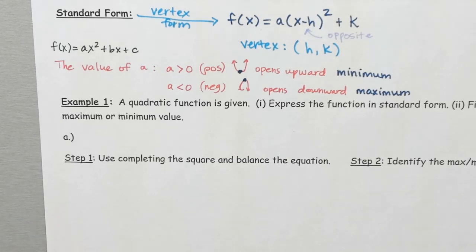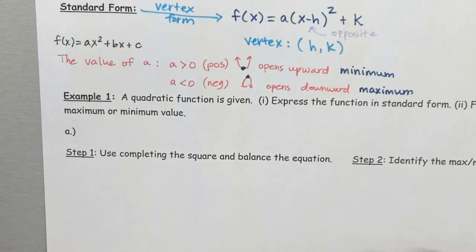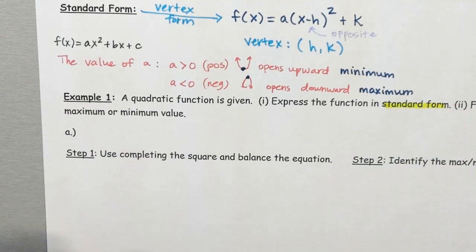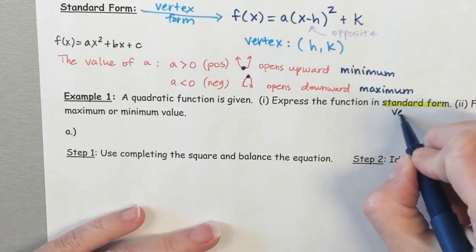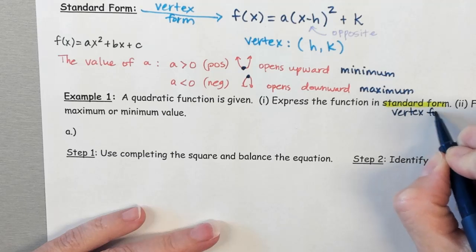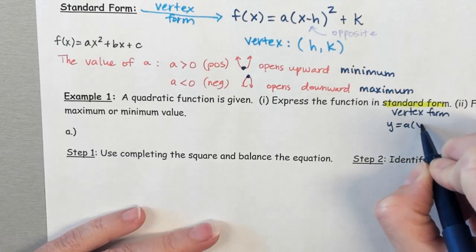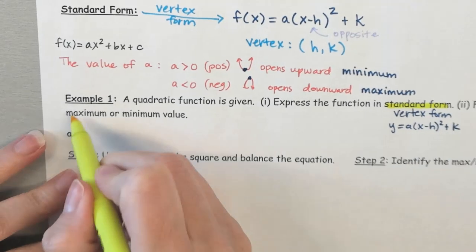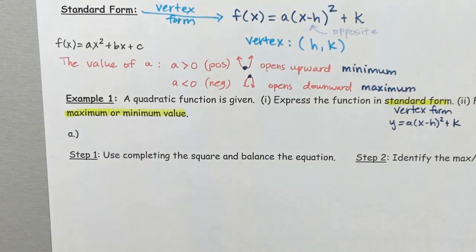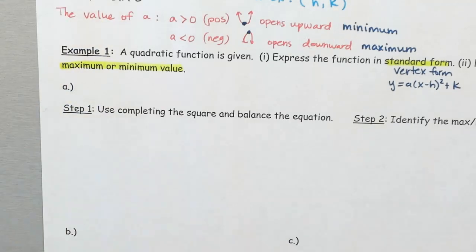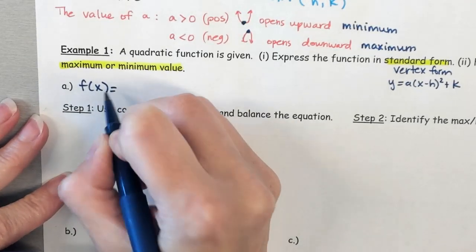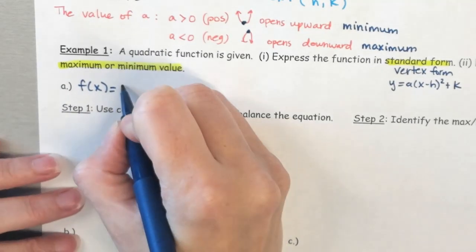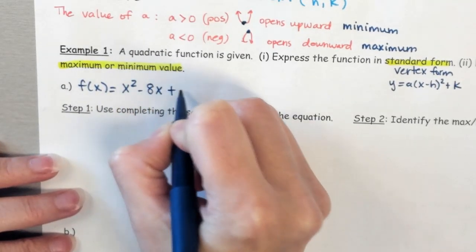So in example 1, you are going to be given a quadratic function, and then you're going to express it in, like I said, what they call standard form. So anytime they say that, they mean so you can see the vertex. And then we have to find its maximum or minimum value. So our equation is f of x equals x squared minus 8x plus 8.